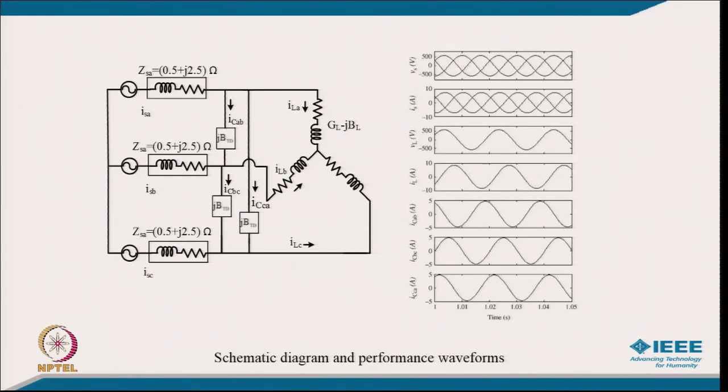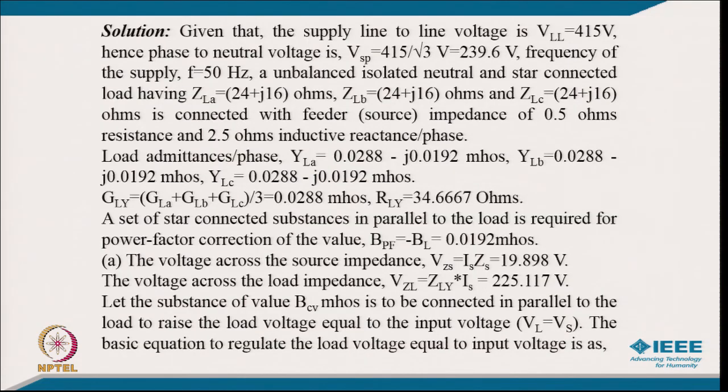So, the purpose is to have unity power factor compensation of the load, and after that we have to raise the voltage, meaning zero voltage regulation. We have to find the solution, and after getting the solution with the element values and putting them in, we get the balanced voltage for unity power factor as well as for voltage regulation.